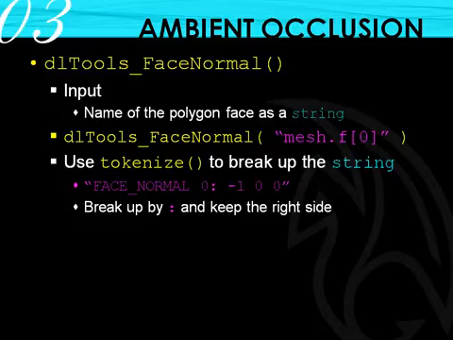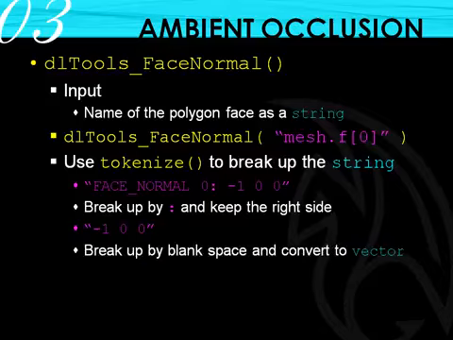So the colon will go away, and on the left side we'll have face normal 0, and on the right side we'll have -1 0 0. So we're just going to keep what's on the right side. We're going to keep the second value, and that's going to be -1 0 0. And then we're going to break that up by a blank space. So essentially you have -1 space 0 space 0. So we're going to break it up by spaces so that we have -1, and then separately we have 0, and then separately again we have 0. And we're going to pass those 3 values into a vector.